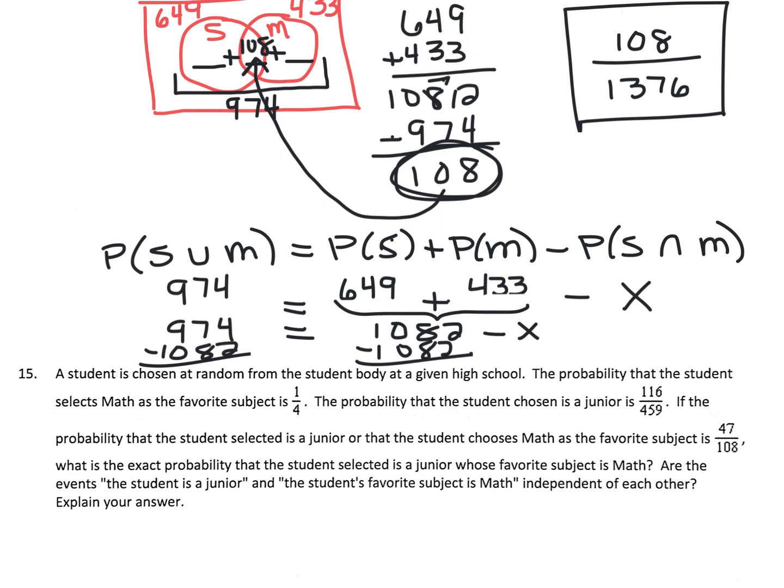This is going to give me negative 108 equals negative x. So basically, when you divide both sides by -1, we will wind up with positive 108 equals positive x. Okay, and because we're looking for the probability, right, don't forget to put it over the total. So you get the same answer.